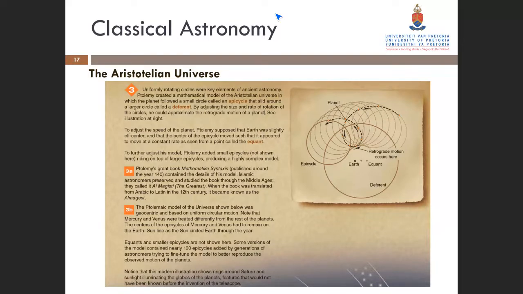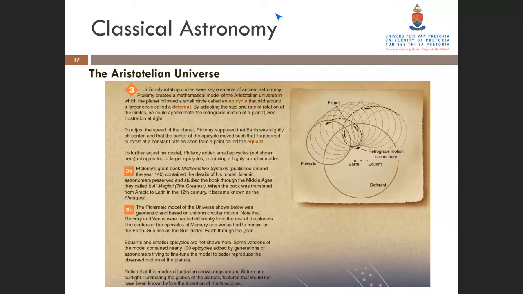Islamic astronomers preserved and studied the book through the Middle Ages. They called it Al-Majisti, meaning the greatest. When the book was translated from Arabic to Latin in the 12th century, it became known as the Almagest. The Ptolemaic model of the universe, shown below, was geocentric and based on uniform circular motion. Note that Mercury and Venus were treated differently from the rest of the planets.